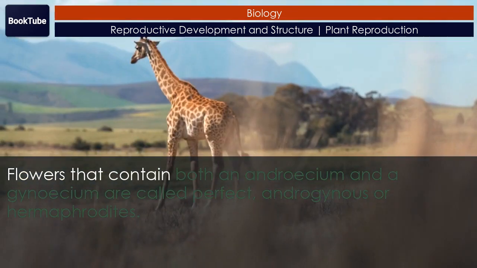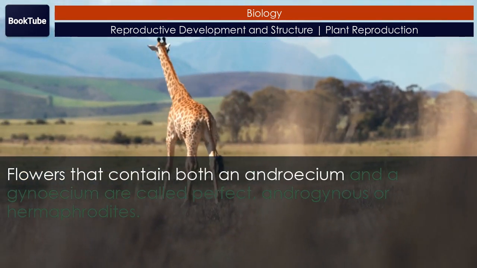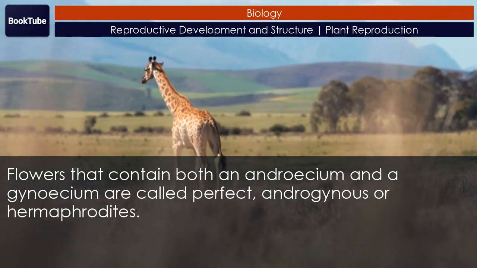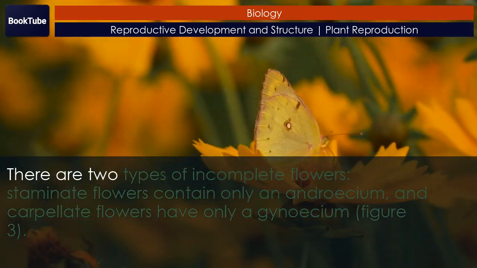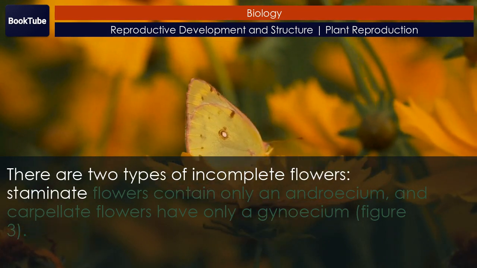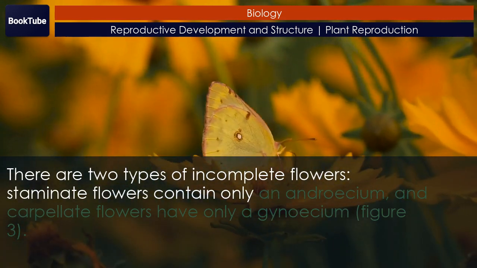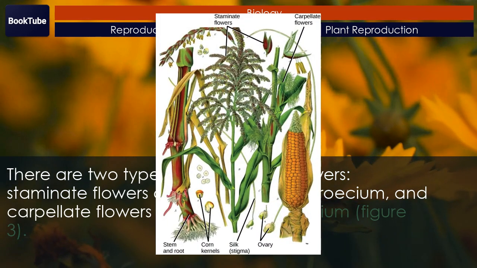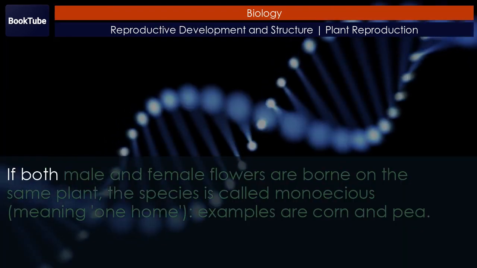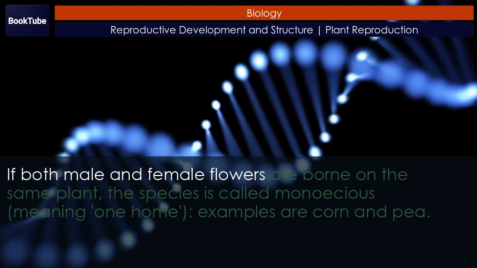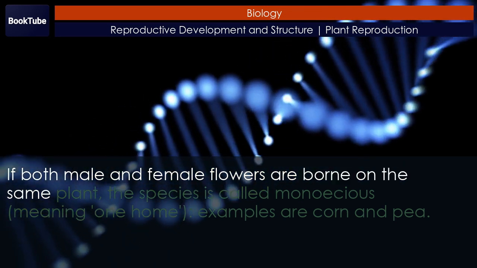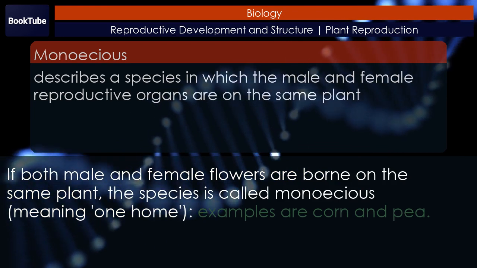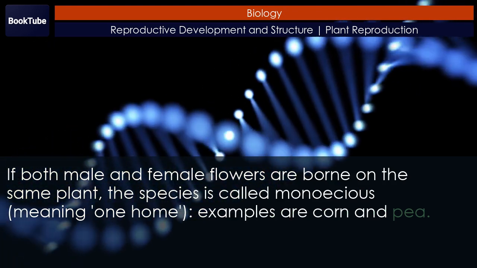Flowers that contain both an androecium and a gynoecium are called perfect, androgynous, or hermaphrodites. There are two types of incomplete flowers. Staminate flowers contain only an androecium, and carpellate flowers have only a gynoecium. Figure 3. If both male and female flowers are borne on the same plant, the species is called monoecious, meaning one home. Examples are corn and pea.